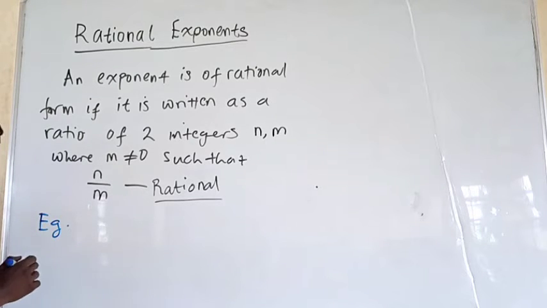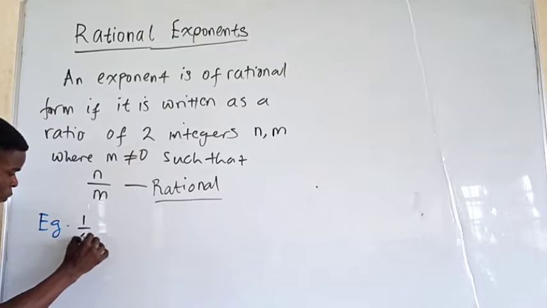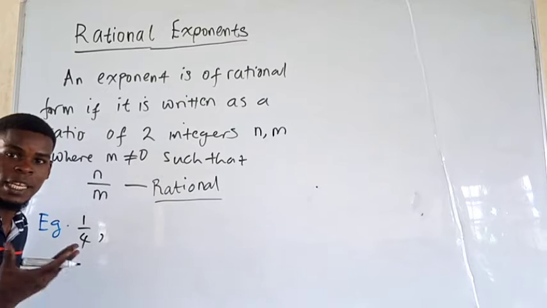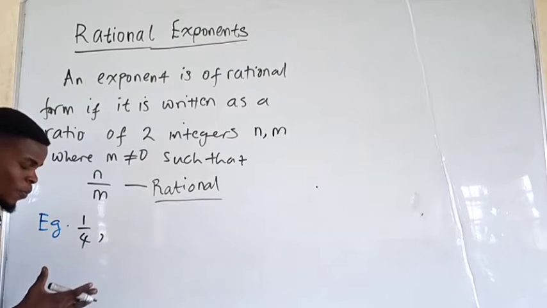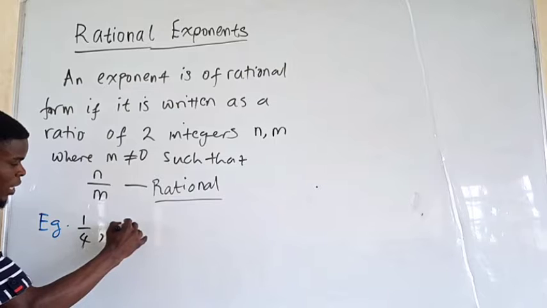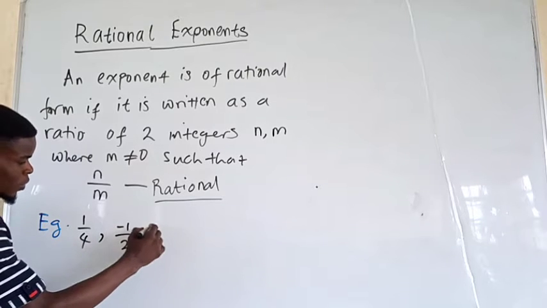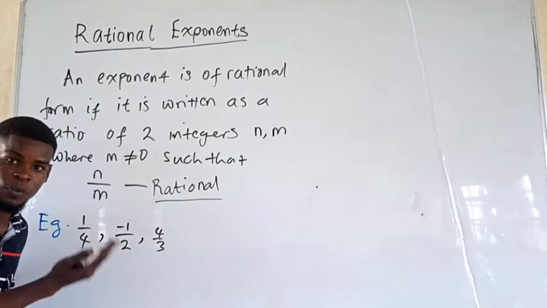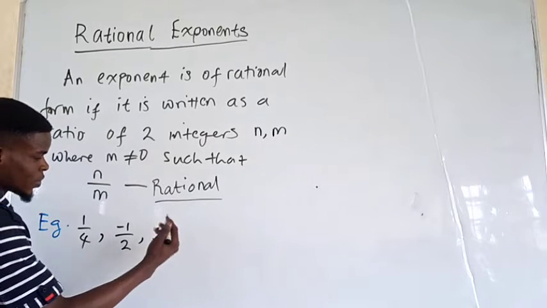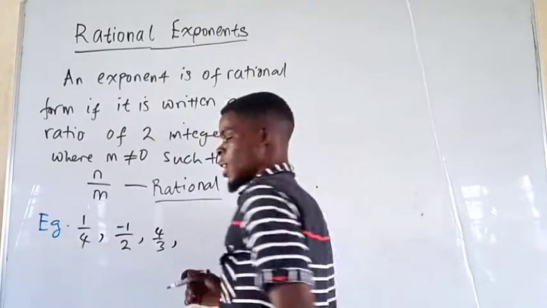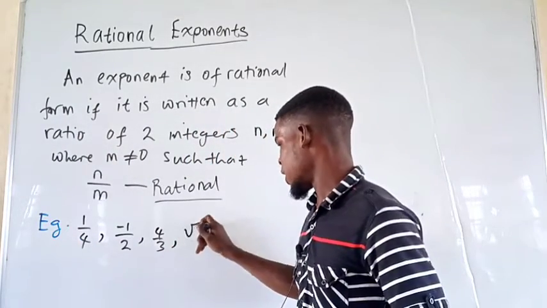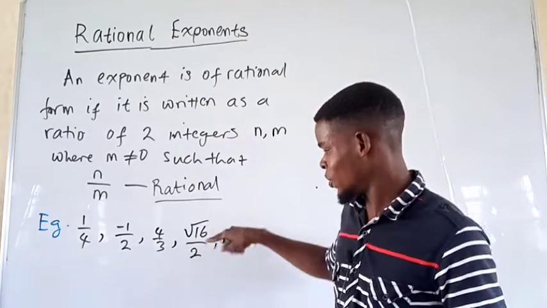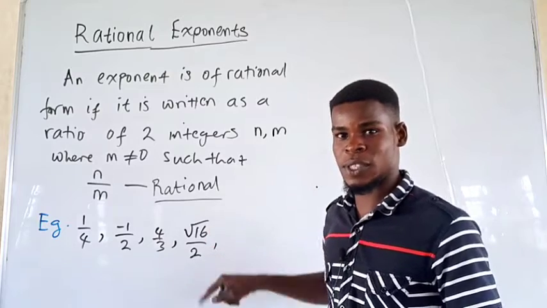Examples: we can have 1 over 4. You see, 1 is a whole number and 4 is also a whole number. It doesn't matter whether they are negative, right? Integers consist of positive and negative whole numbers. So we can have negative 1 over 2. We can talk about 4 over 3. It does not matter whether it is an improper fraction or not, provided they are fractions. You can also have, let me say, square root of 16 over 2. You just have to simplify this. The square root of 16 is actually 4, and 4 over 2 is going to be 2.